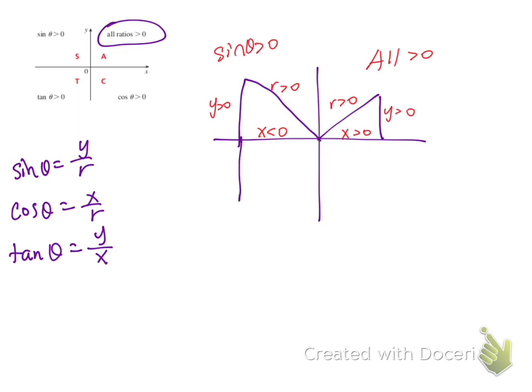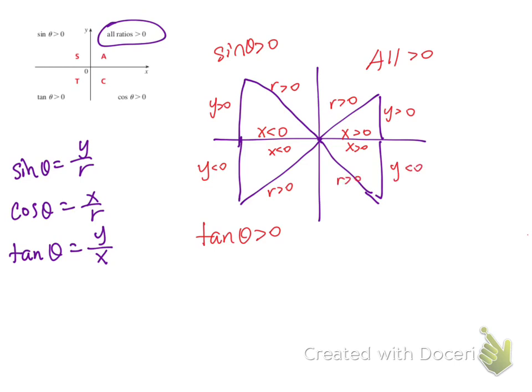Now when you are in quadrant 3, x is still negative, y is also negative, r is positive. Now what has the same sign? x and y. So tan here is positive, and the other ratios are negative. And finally in quadrant 4, we still have the positive x but negative y, and of course r is positive. In this triangle, x and r have the same sign, so cosine theta is positive. And that's how we get these four ratios.